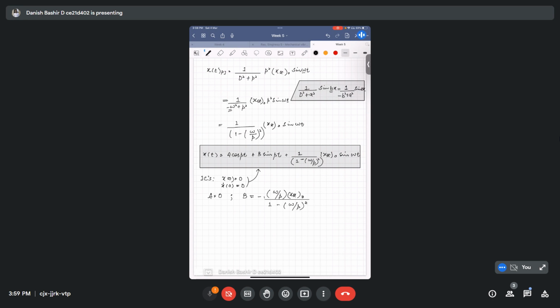So if I plug these values into the above equation, I finally get the value of x of t as x static naught, the maximum static deflection of the system, divided by 1 minus (omega by p) whole square, then we have sine omega t minus omega by p sin pt. This is the final version of the solution.